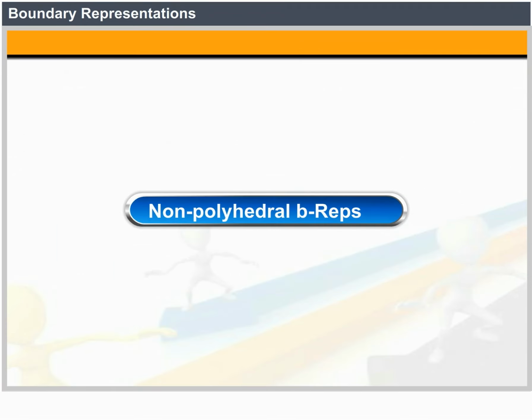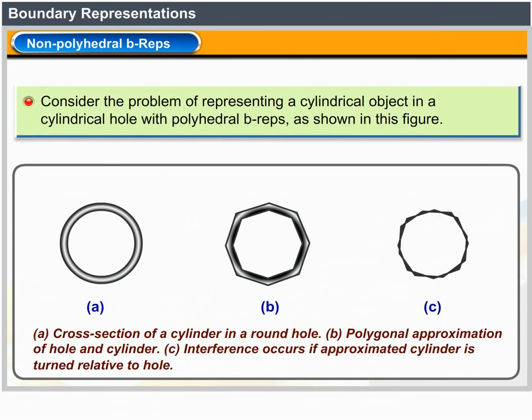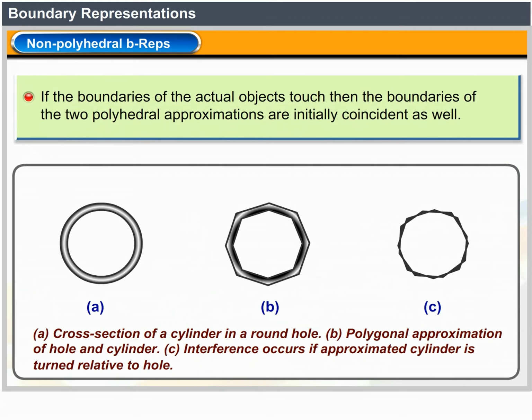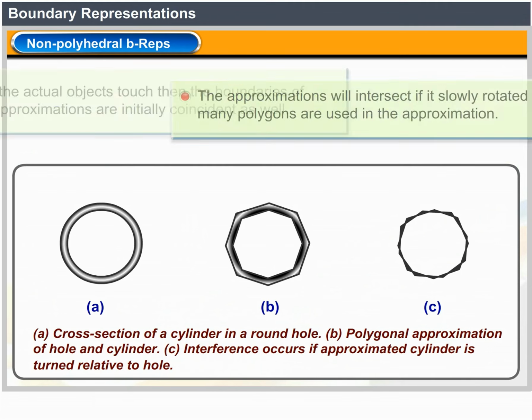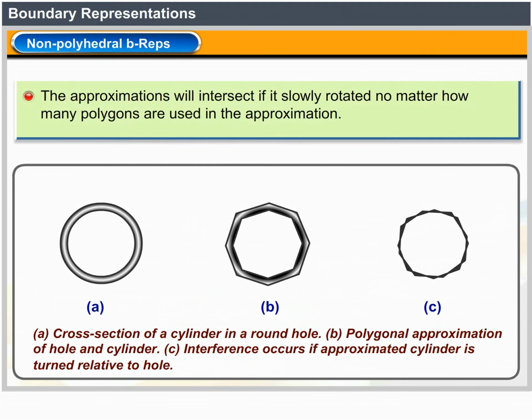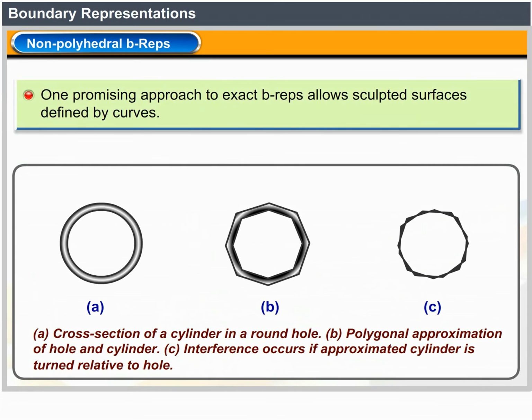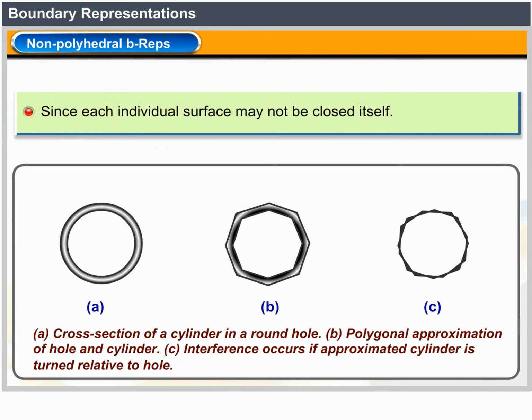Non-polyhedral B-reps. Consider the problem of representing a cylindrical object in a cylindrical hole with polyhedral B-reps, as shown in this figure. If the boundaries of the actual objects touch, then even if the boundaries of the two polyhedral approximations are initially coincident as well, the approximations will intersect if one is slowly rotated, no matter how many polygons are used in the approximation. One promising approach to exact B-reps allows sculpted surfaces defined by curves, since each individual surface may not itself be closed.